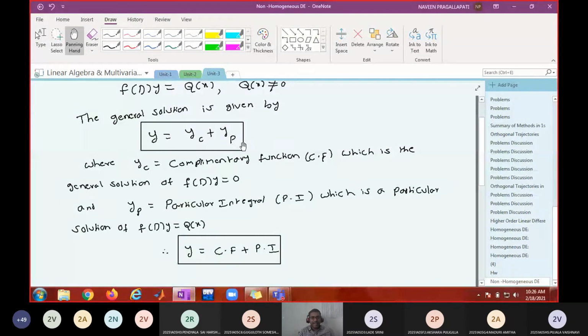So we just have to know how to find PI, the particular integral. Particular integral is a particular solution of the differential equation. There will be infinitely many particular solutions. You just find one particular solution, and add that particular solution to the complementary function. The sum of these two will be the general solution of the non-homogeneous DE.